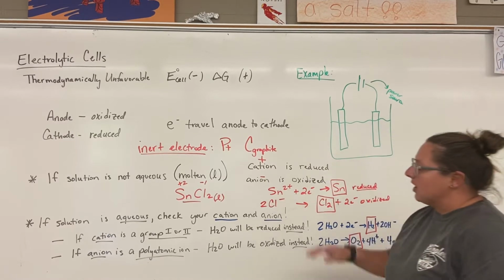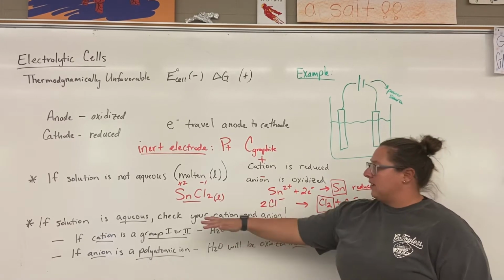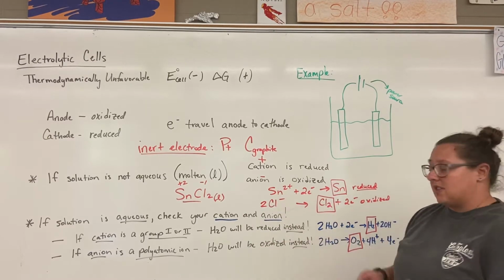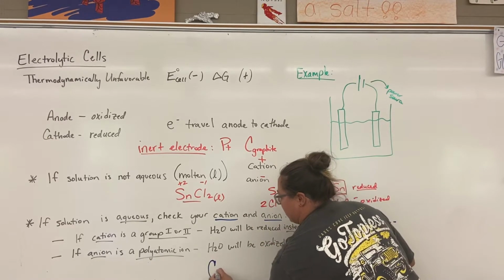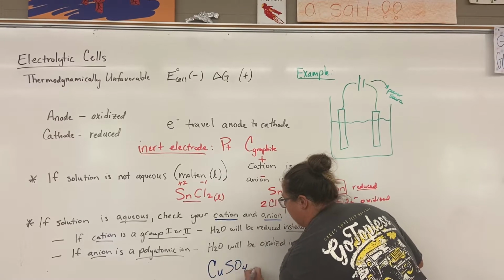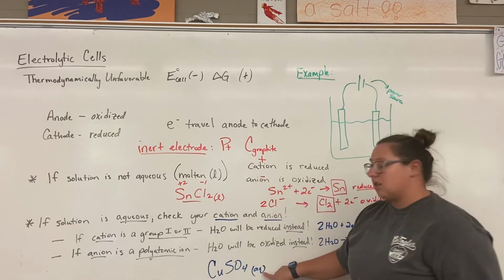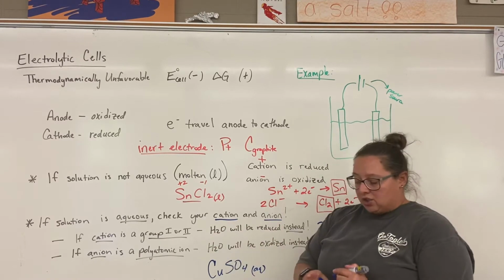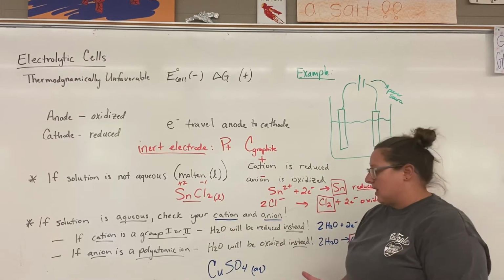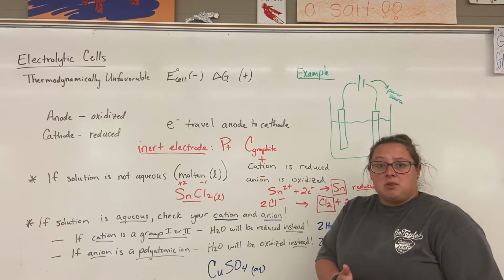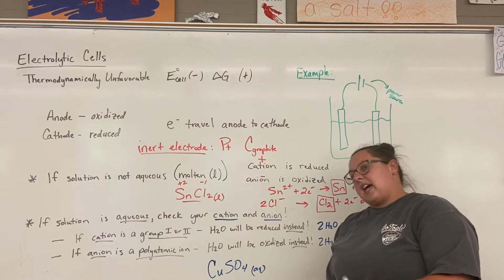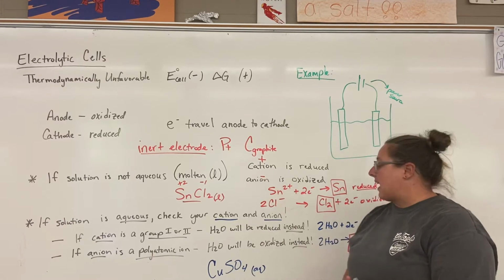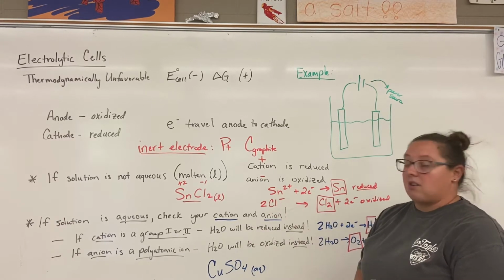So we are going to go through an example problem of a solution that is aqueous. The solution I want to use for this example is copper(II) sulfate, CuSO4. And remember, the little aqueous thing means that water is present in here, so we have to figure out: is the species going to be reduced, or is water reduced instead? So let's go through this and talk it through.